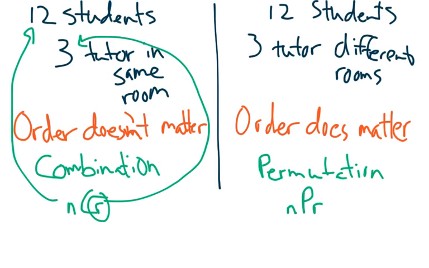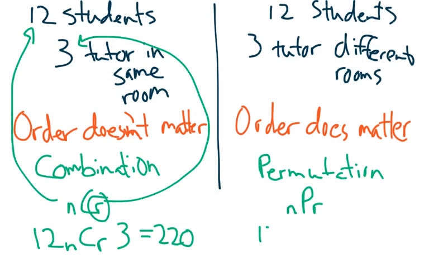So I go to my calculator and I type 12 nCr 3. And that will tell me how many different ways I can get a group of 3 people out of a group of 12. And believe it or not, there are 220. Now, let's look at nPr.